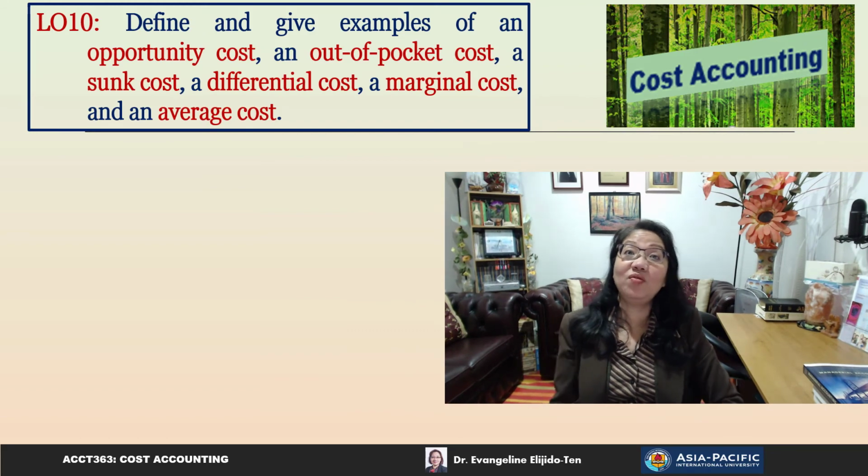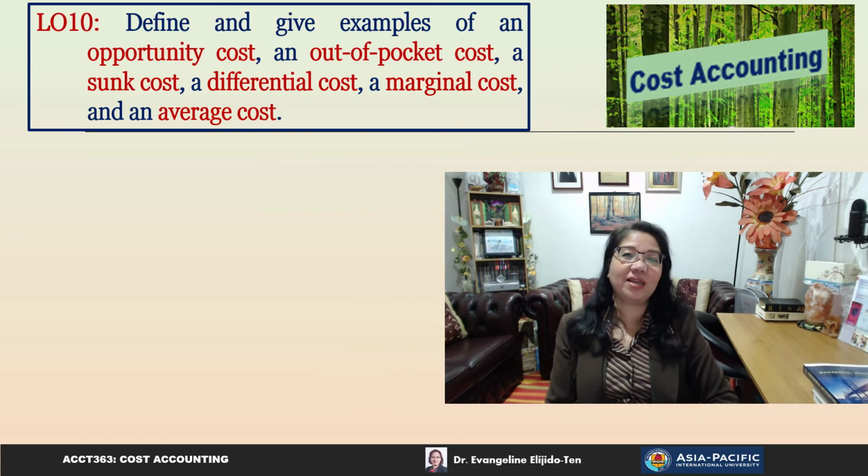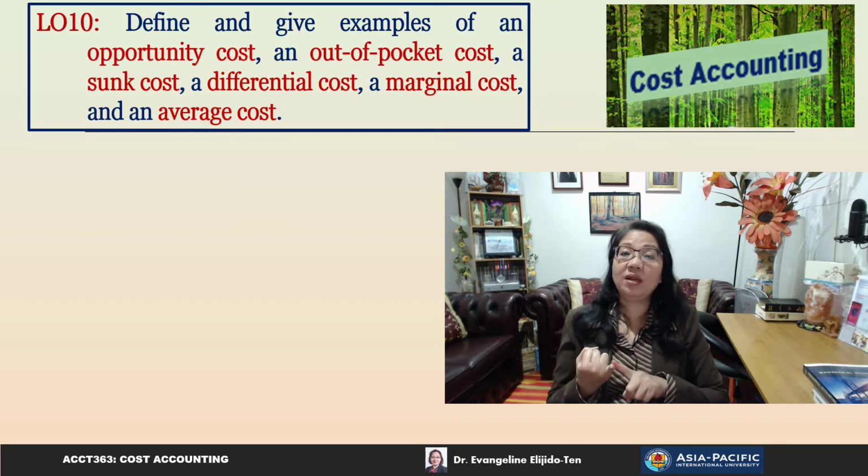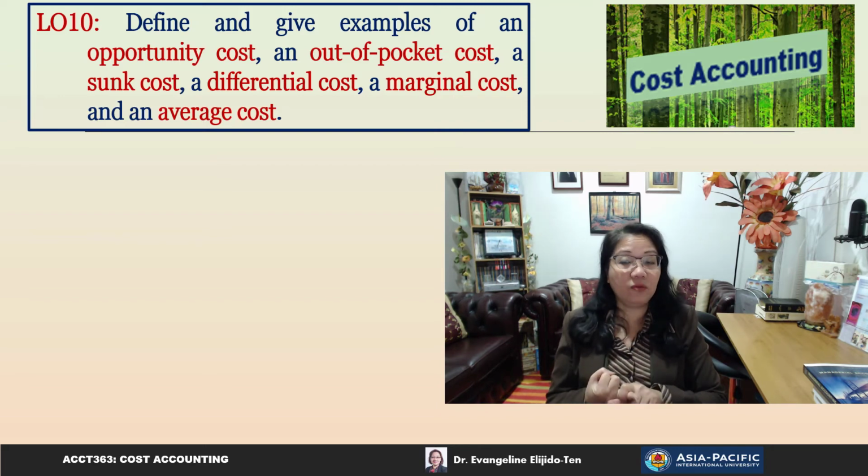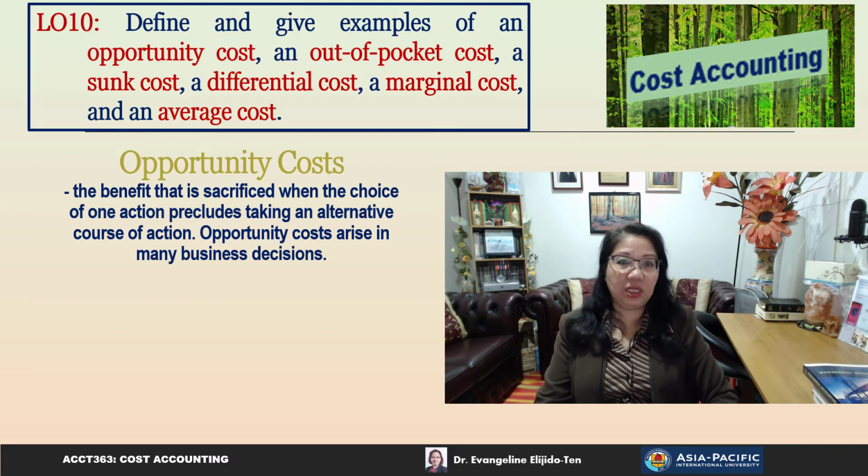All right, let's move on to the last learning objective. In learning objective 10, we will define and give examples of number 1, opportunity cost, number 2, out-of-pocket cost, number 3, sunk cost, 4, differential cost, 5th, marginal cost, and 6th, average cost. Let's start with opportunity cost. What do we mean by opportunity cost?